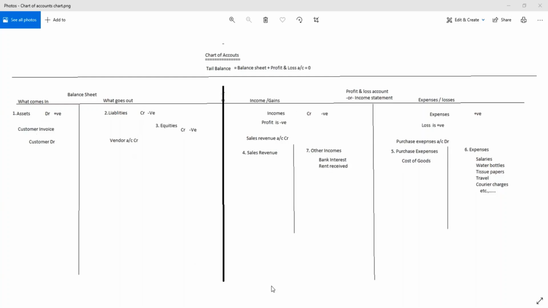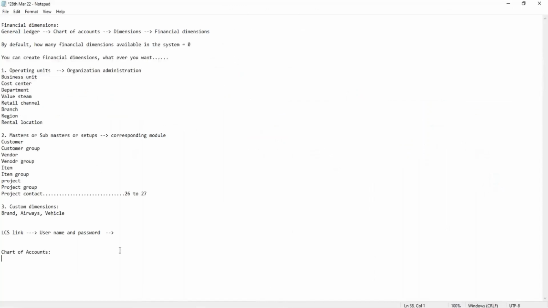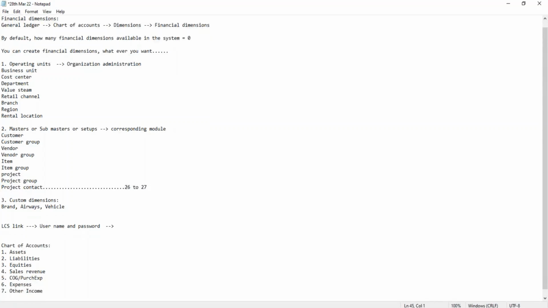That is a different scenario. So chart of accounts are classified into: 1 assets, 2 liabilities, 3 equities, 4 sales revenue, 5 cost of goods or purchase expenses, 6 expenses, 7 income or other incomes, 8 appropriation.